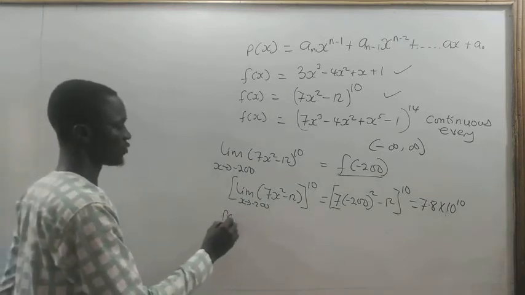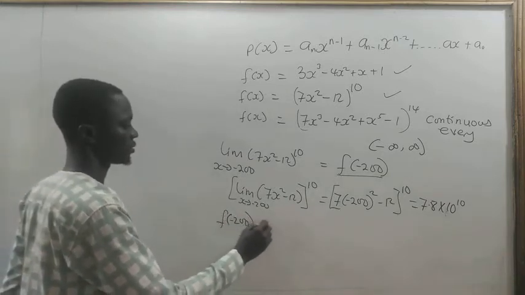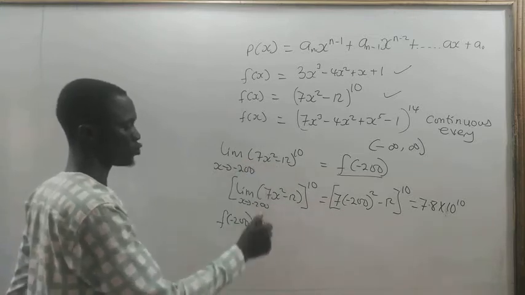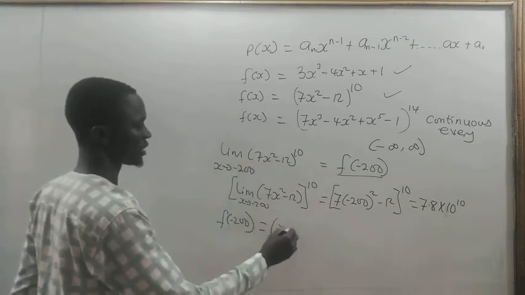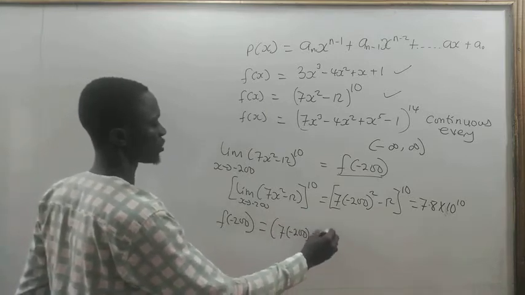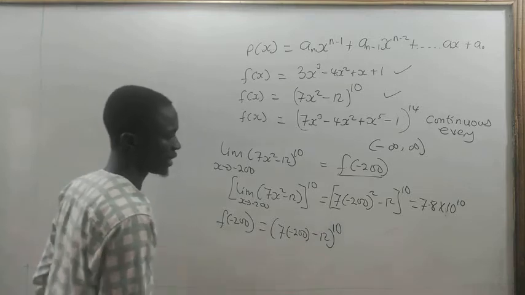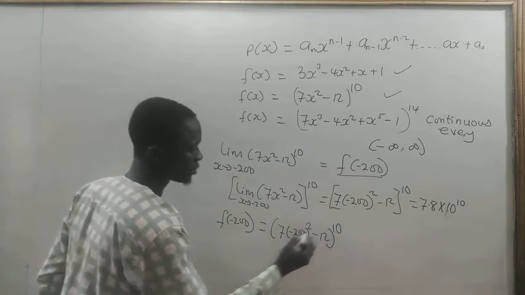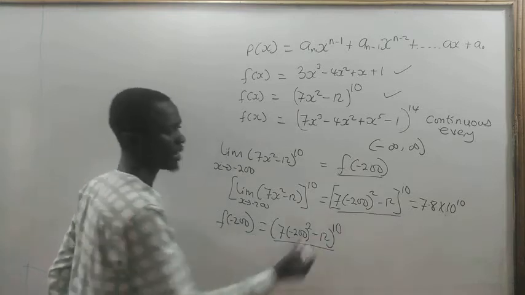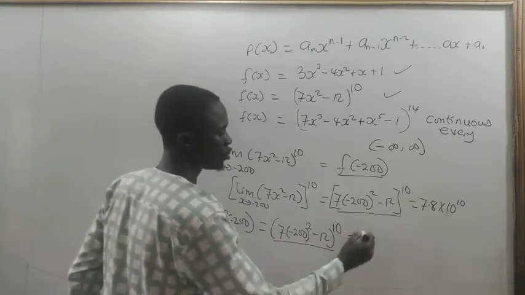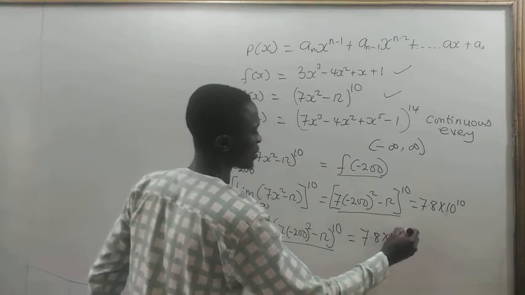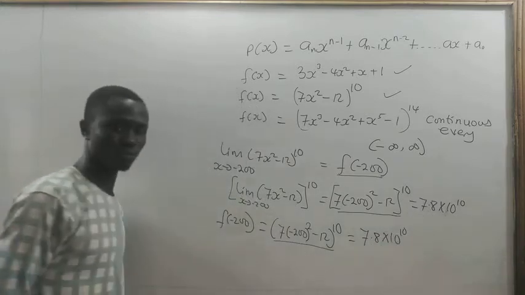Now let's find f of minus 200 and see. If we take f of minus 200, we are considering this one. Whenever we see x, we put minus 200. So we are going to get (7 times minus 200 squared minus 12) to the power 10. And you see that what we have here is the same thing as what we have here. So our answer is approximately 7.8 times 10 to the power 10, as we had here.